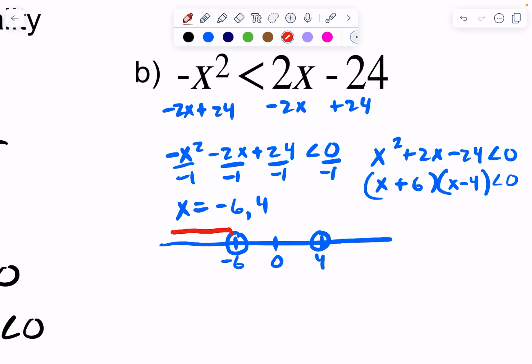So I can go less than -6, that's test zone 1. In between -6 and 4, that's test zone 2. And then greater than 4 is test zone 3.